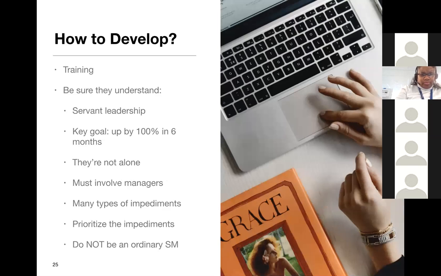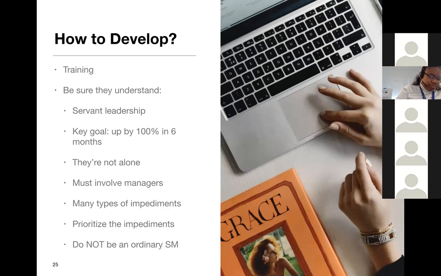Okay, how do we develop the good Scrum Masters? Training. I'm a Scrum trainer, so you'd expect I'd say that, but I actually do think it's the right thing to do. But be sure they understand certain concepts, and here's my little list of them. They understand servant leadership. They understand what the goal really is, and that they may not succeed at this goal, but at least they're trying to achieve the goal of 100% improvement in 6 months in terms of velocity.